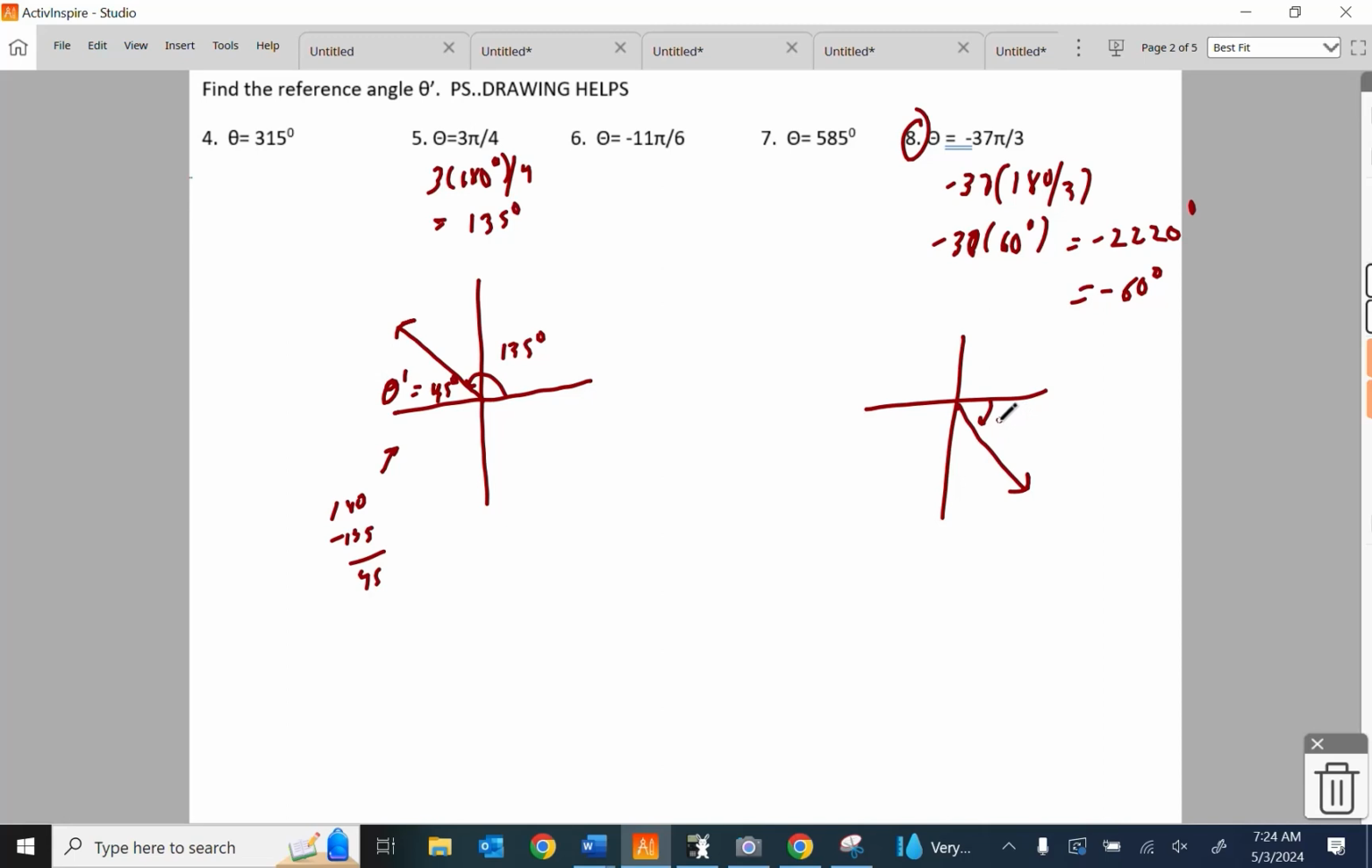Now, a negative 60-degree angle actually has, remember the original angle went around and around and around and around. It was negative 2220 degrees. But the reference angle, theta prime, is 60 degrees. Reference angles are always positive. Well, that's one thing. Reference angle is always positive.